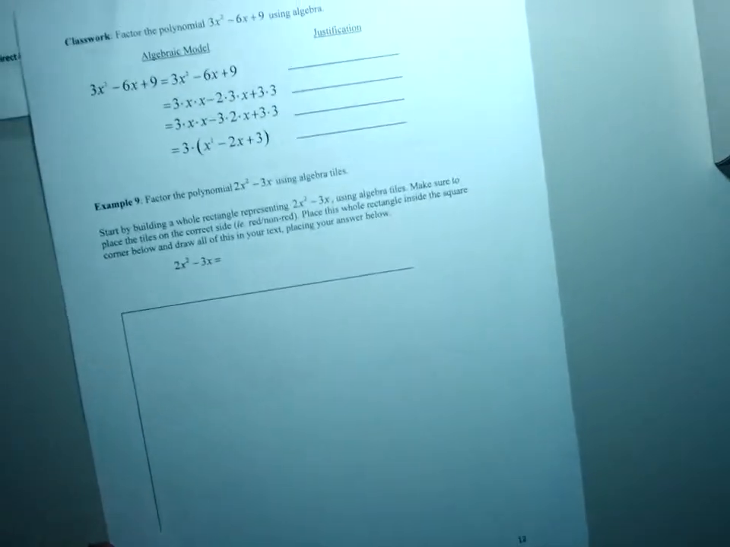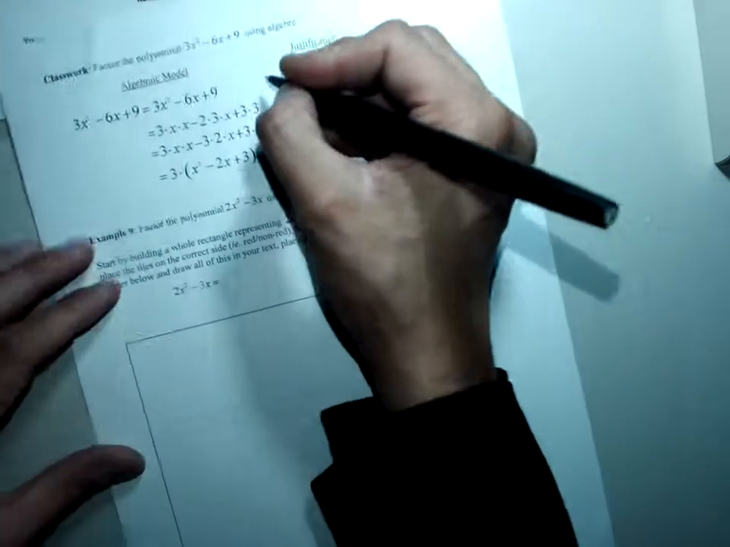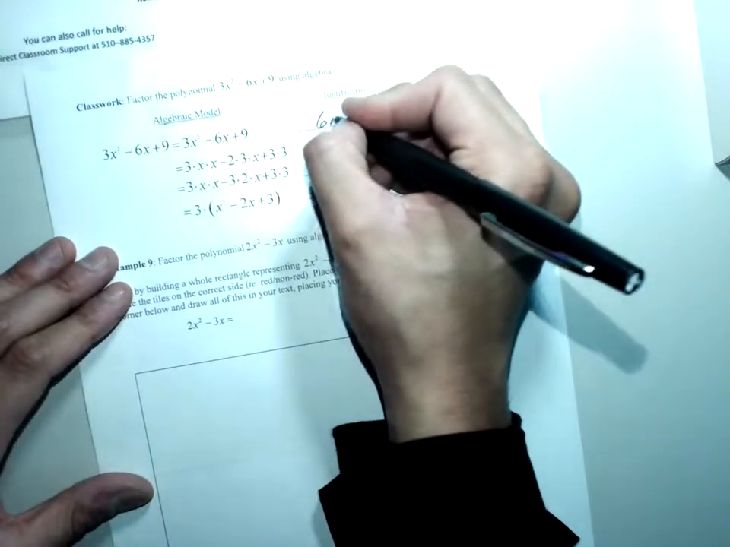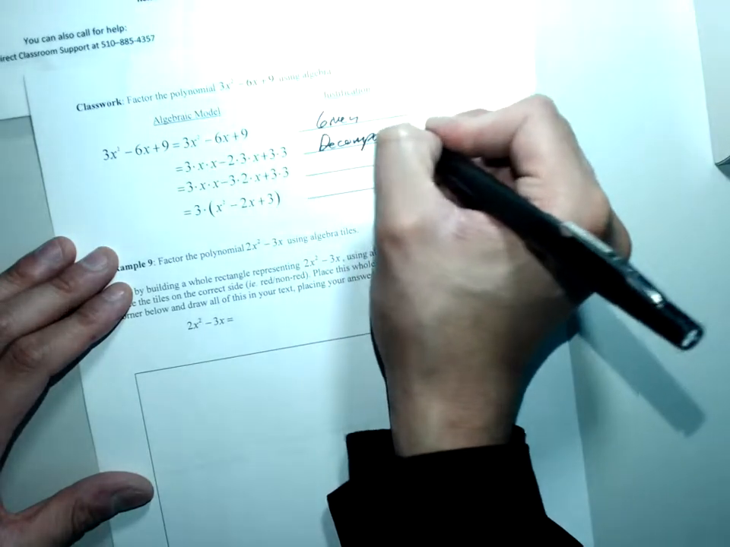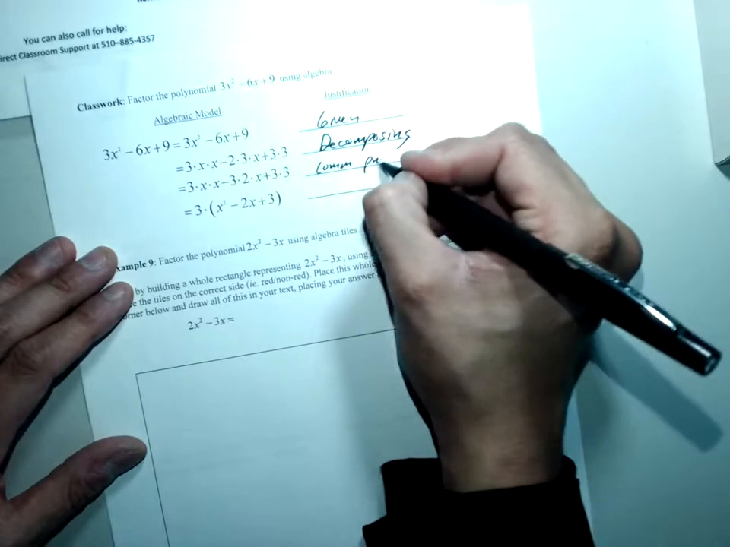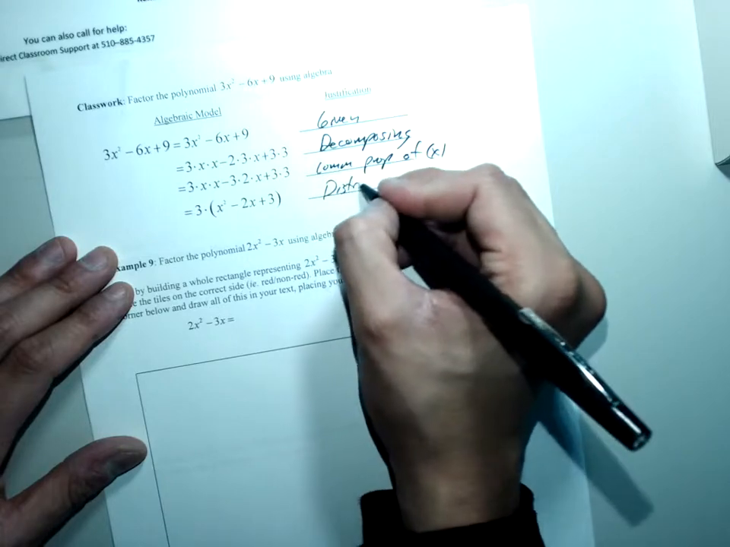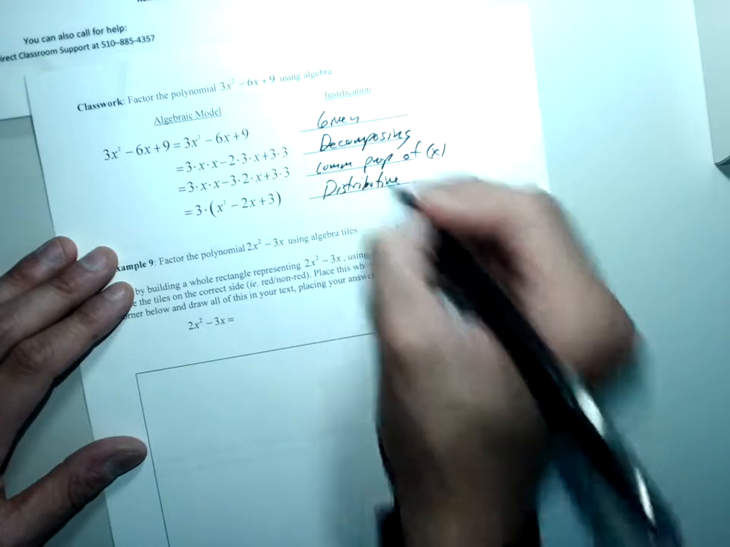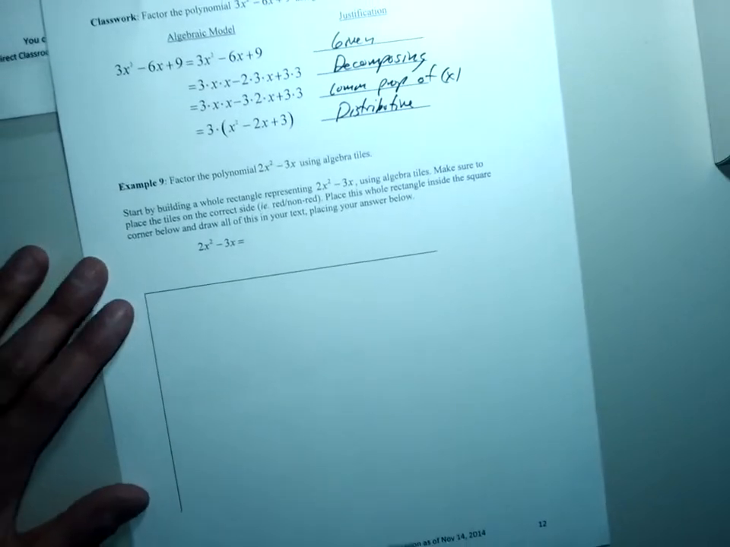Page number 12, we have factoring the polynomial using algebra. And again, we already did this on the other page. So we have our given. This is decomposing. This over here is using the commutative property of multiplication. And finally, we are using the distributive property. And again, you are distributing even though you're doing it in reverse. That's totally okay.